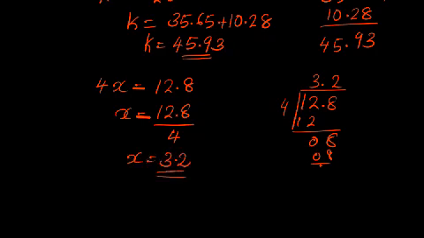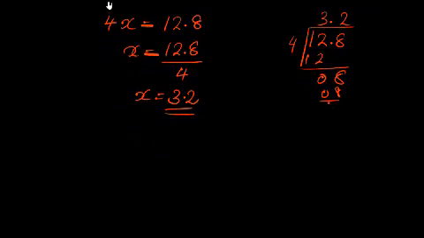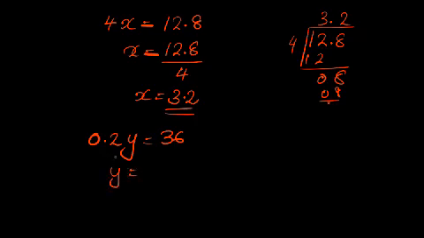I'll show another example. For example, 0.2 times y is equal to 36. How will you do this? Y is equal to, multiplication on the left hand side becomes division on the right hand side. They are opposite operations, multiplication and division are opposite operations.